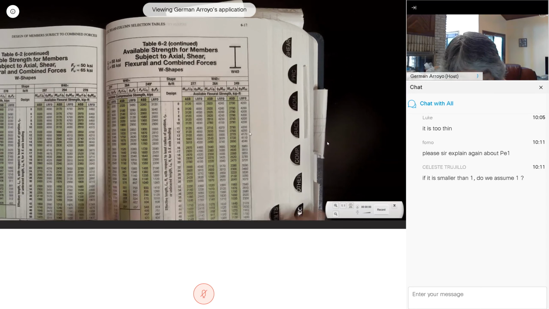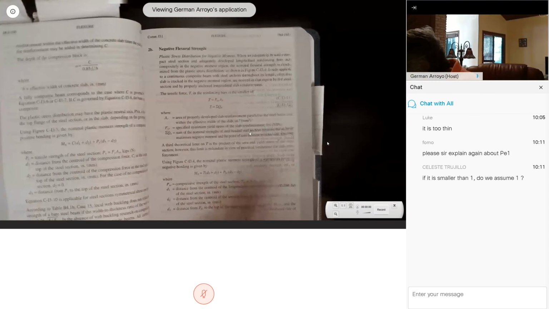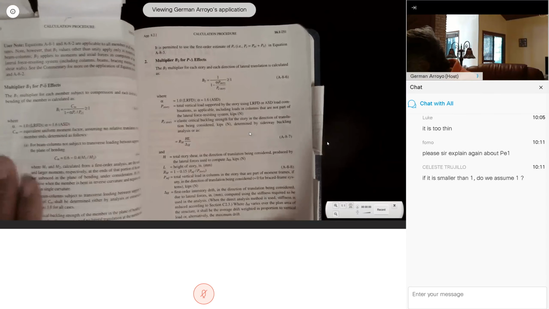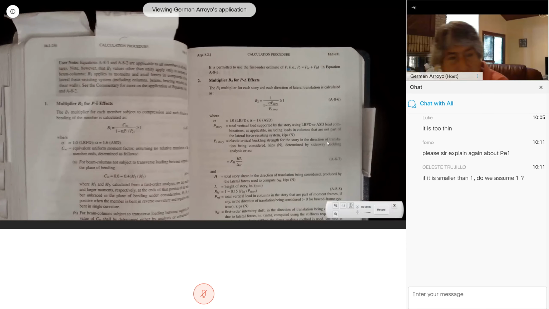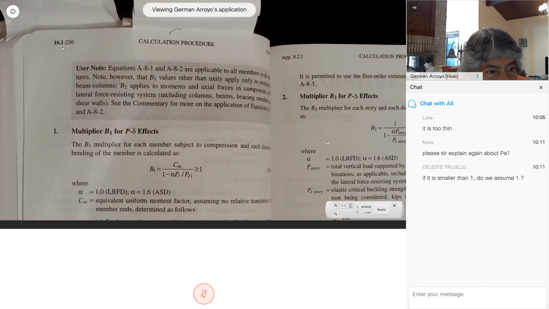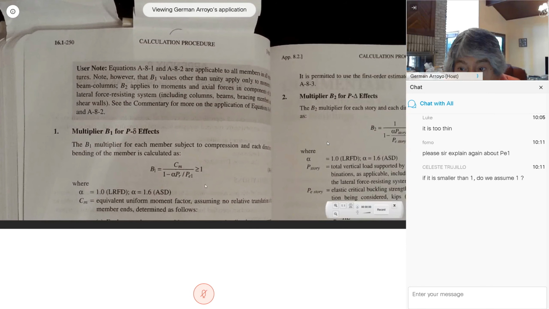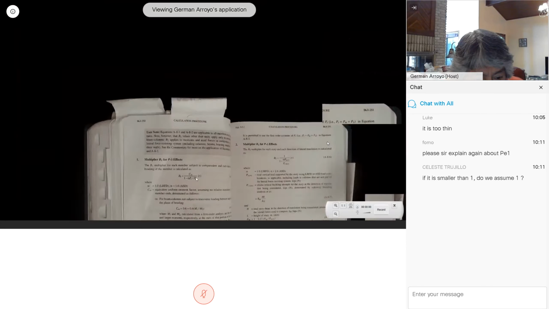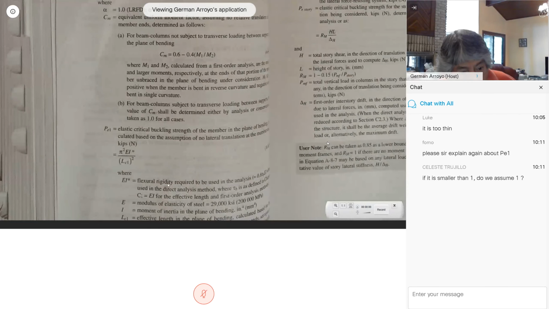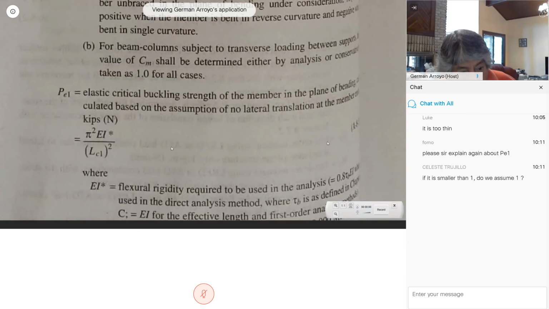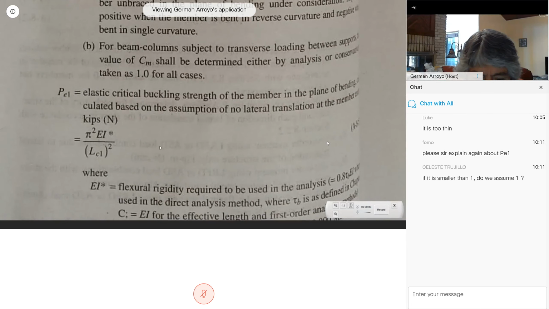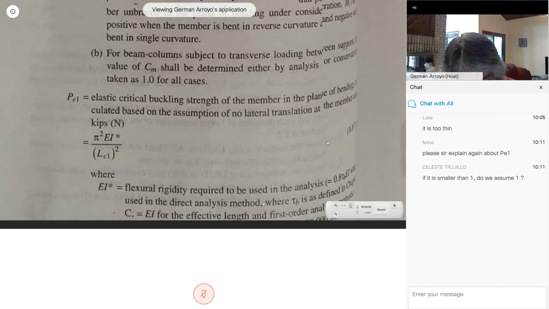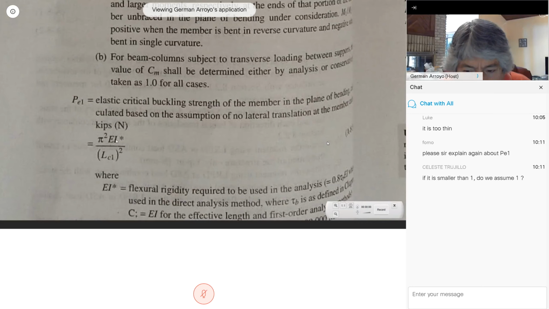Okay, now I'm going to go back to Appendix A. I'm back on page 16.1-250. Two questions about PE1. So I'm going to go here to PE1. This formula is good for the weak and the strong axis. We're going to ignore this, and we're going to use the full moment of inertia, complete. We're not going to reduce it.